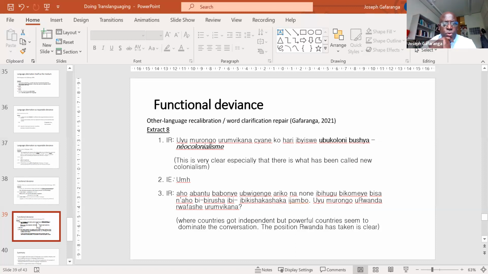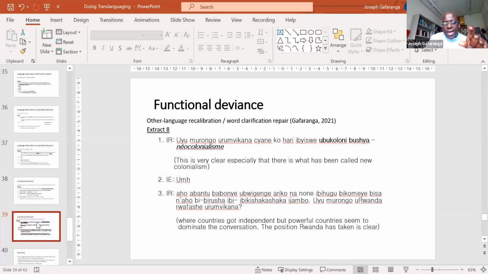But the interviewer says, this is very clear, especially that there is what has been called new colonialism. He uses ukolonialism, which is a Kinyarwanda translation of neocolonialism. So he uses Kinyarwanda and then puts the French equivalent, what everybody would have access to, because ukolonialism is a literal translation on the spot.